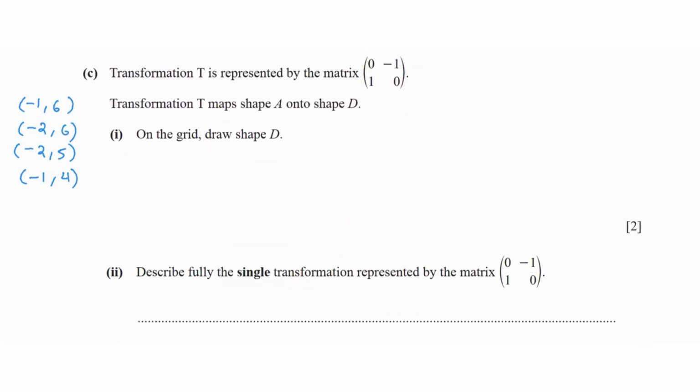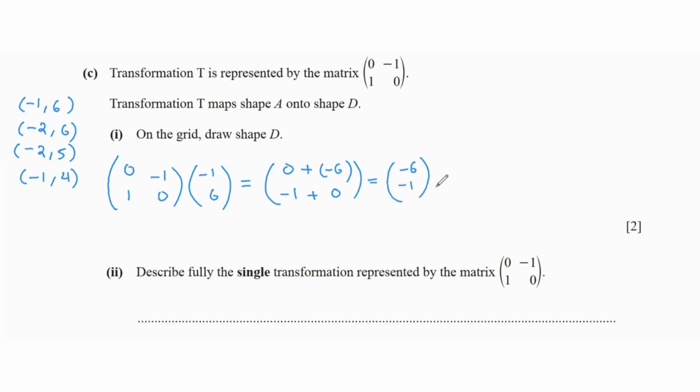So let's transform these. For the first one, the matrix 0, 1, negative 1, 0 times negative 1 and 6. So 0 times negative 1 is 0. Negative 1 times 6 is negative 6. Then 1 times negative 1 is negative 1, and 0 times 6 is 0. So that leaves us with negative 1 and negative 6. This is the transformation for negative 1 and 6. So I'm going to write the new coordinates over here. Negative 1 and 6 transforms to negative 6 and negative 1.